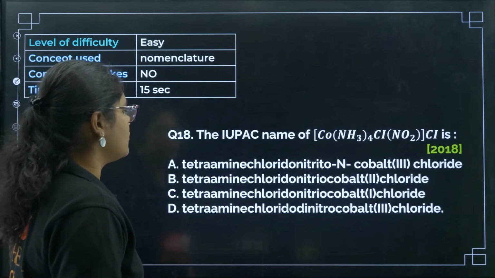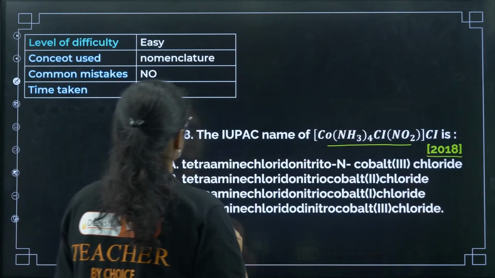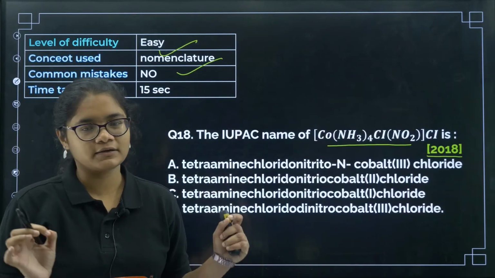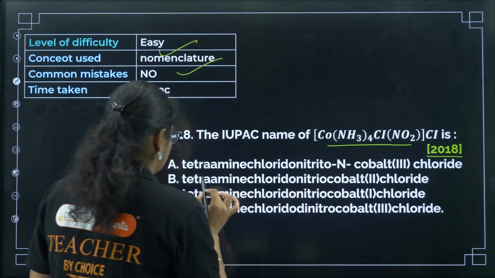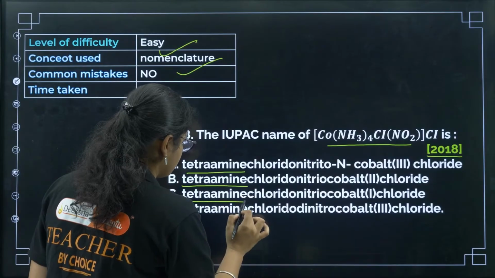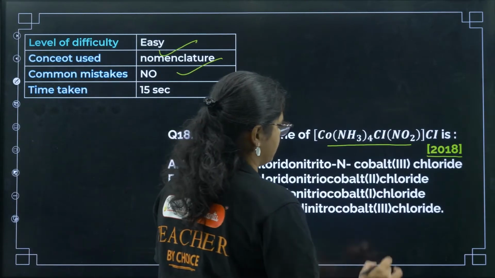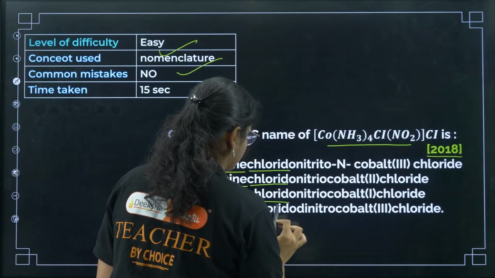Question number 18 now, the IUPAC name of this given compound. So this is a 2018 question, again a super easy question provided you know all the basic rules of nomenclature. So first of all, I'll see we need tetraamine. So I have here tetraamine, here tetraamine, here also tetraamine, and here also tetraamine. Okay, we cannot differentiate anything here. So next we have chlorido, here also chlorido, chlorido, chlorido, chlorido.